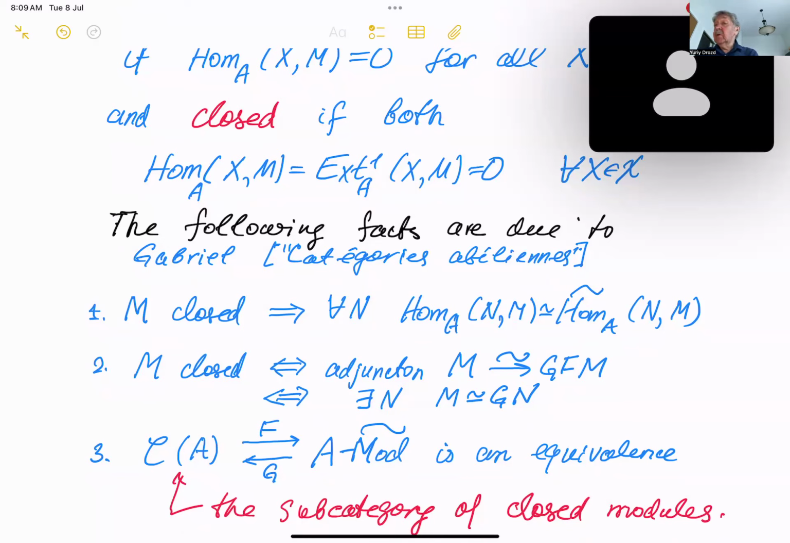M is closed if and only if M is isomorphic to its closure GFM, or the same, M is isomorphic to GN for some model N. So it is obtained from some object of the quotient tilde category by its right adjoint G. And moreover, the pair of functors F and G, if F is restricted to the category of closed models, is an equivalence of the category of closed models with this tilde category.